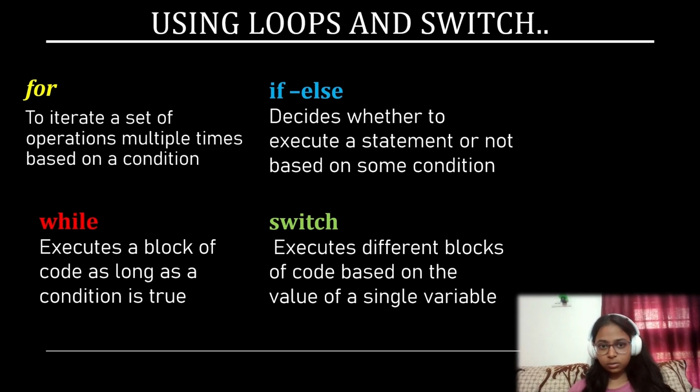Next is the if else statement. It is used when we have a condition, meaning we execute a set of statements when a particular statement is true. Like, if this is true, do this, else do this. Next comes the while loop: while a particular condition is true, we have to execute a particular code, and when the condition becomes false, we exit the loop.